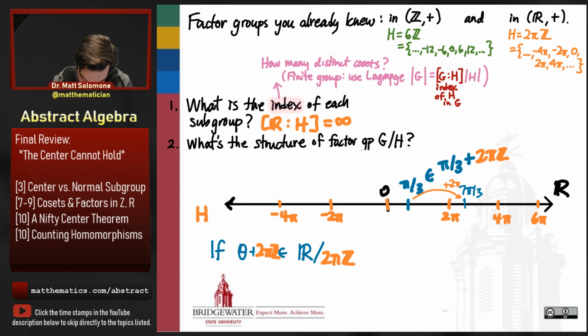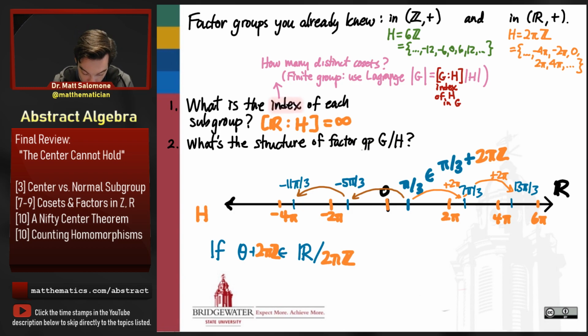And if I add 2 pi again, I'm going to get 13 pi over 3. If I subtract 2 pi instead of adding, I'm going to get negative 5 pi over 3. If I subtract one more time, I'm going to get negative 11 pi over 3. And so on and so on.